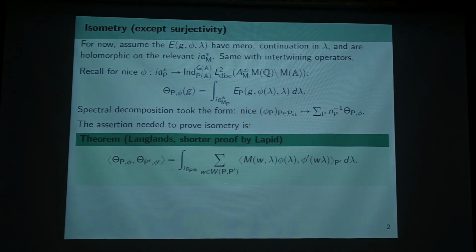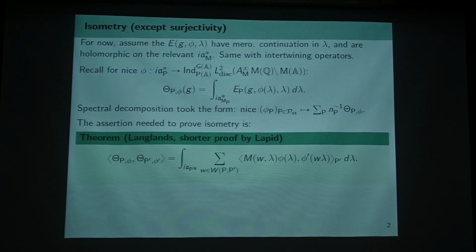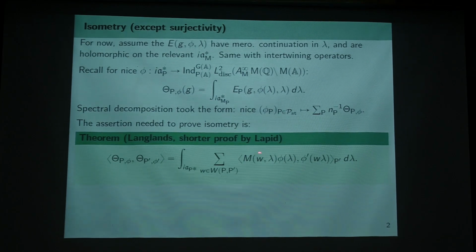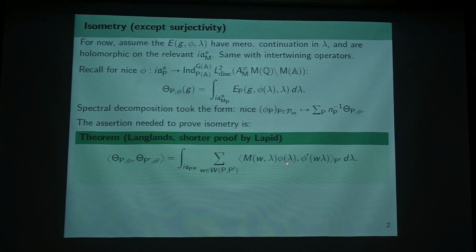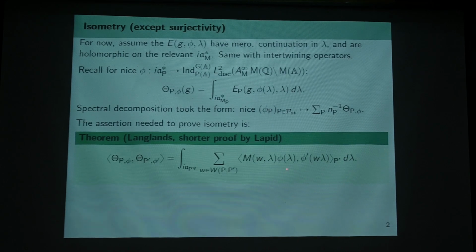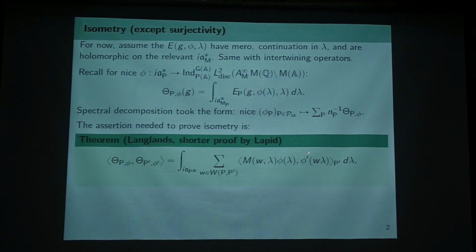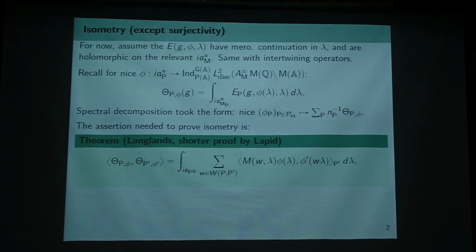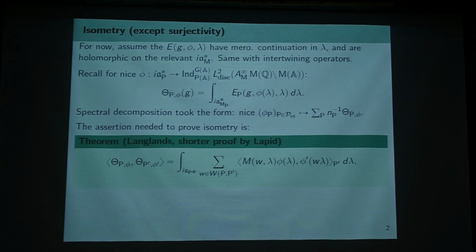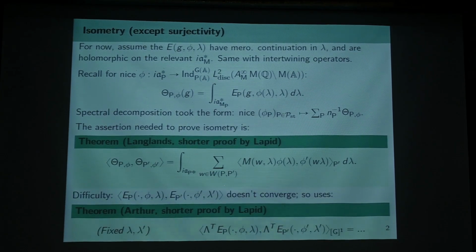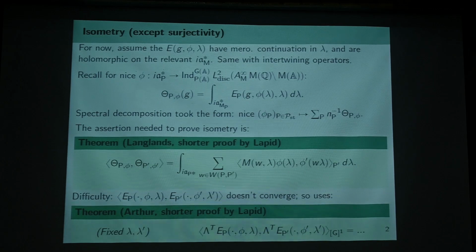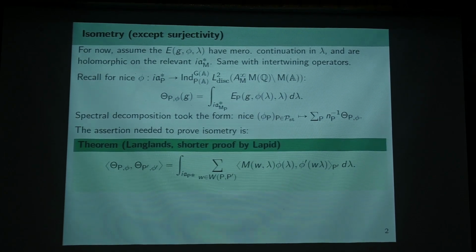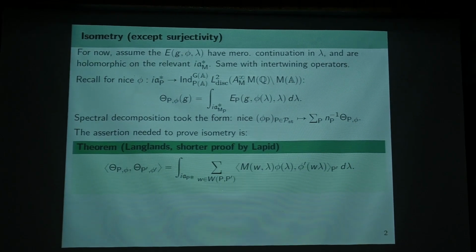So I have just written that over there. Integral over i A P star. You apply whatever intertwined the contributions of P and P prime to Phi of lambda, and pair it with Phi prime of W lambda. This had to be W lambda, because W lambda is what W takes lambda to.